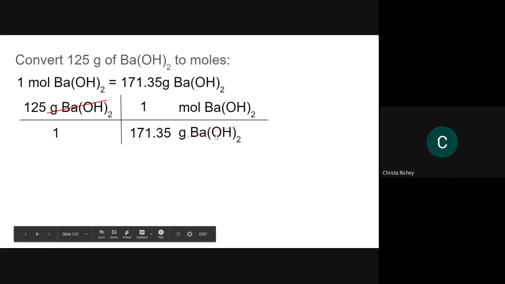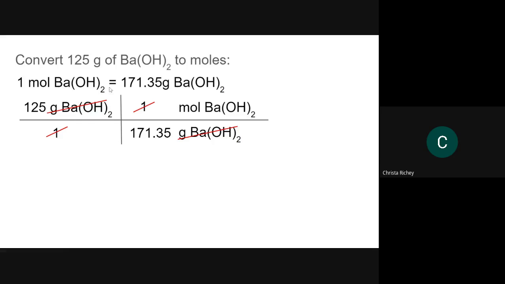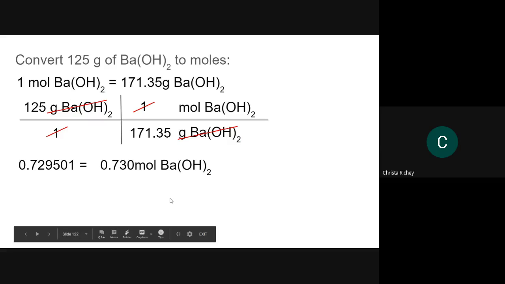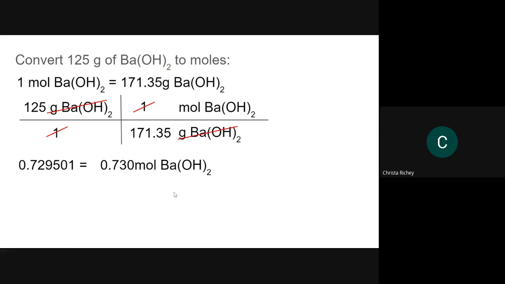I'm going to cancel out grams. I do not need to multiply or divide, I guess I animated that out of turn. Either multiply or divide by 1. And this becomes a division problem. 125 divided by 171.35, and I'm going to round it to 3 significant digits. So 1, 2, 3. The 5 is enough to round the 9 up, which will round the 2 up, but won't affect the 7. So the correct answer for this is 0.730 moles of barium hydroxide.